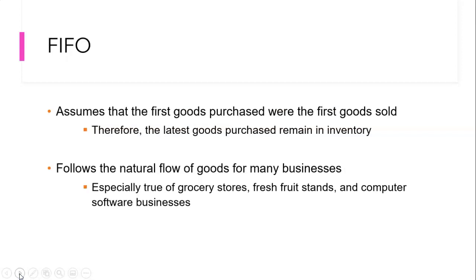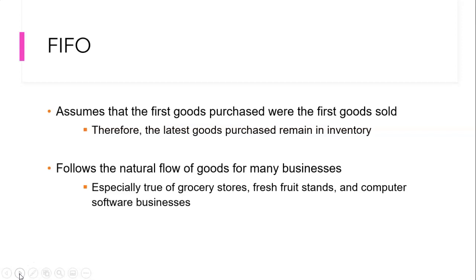Now for FIFO, that assumes that, again, the first goods that were purchased, the oldest goods that were purchased, are the first ones that we're selling. And the latest goods purchased, the most recent goods that we purchased, are still hanging on the rack, still in the ending inventory. Again, this is an assumption. This can tend to follow the natural flow of goods for many businesses, such as grocery stores.